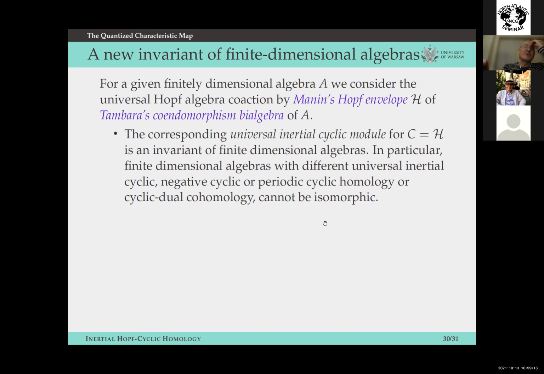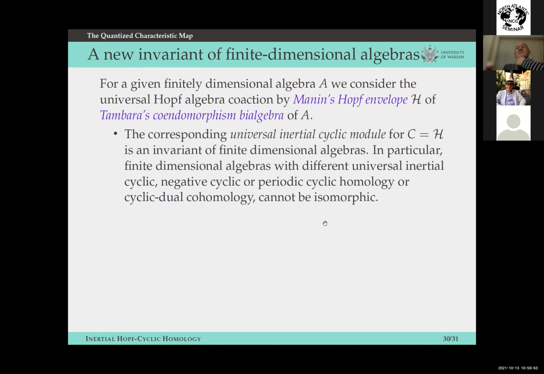Another application of our construction is a new invariant of finite dimensional algebra. For every finite dimensional algebra A, we consider the universal Hopf algebra coaction. The existence of such universal Hopf algebra coaction comes from this construction of Manin's Hopf envelope applied to something which is called the Tambara's coendomorphism bialgebra of this finite dimensional algebra. Okay? And then having this universal Hopf coaction, we can form our universal inertial cyclic module.